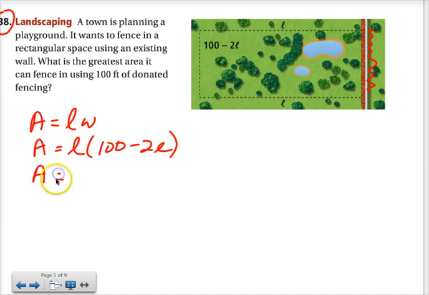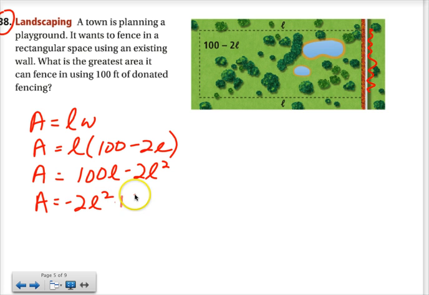We go ahead and distribute. We get 100L minus 2L squared. And knowing that we have a quadratic here, because that term is squared, we're going to go ahead and reverse these two. And then what we'll do is look at this as if it's y equals ax squared plus bx plus c.